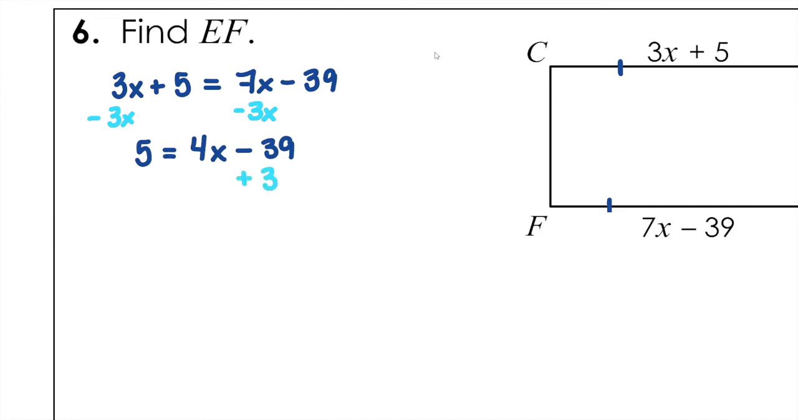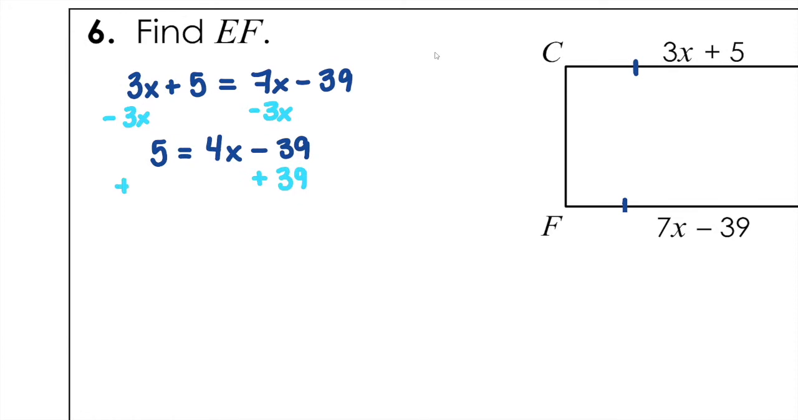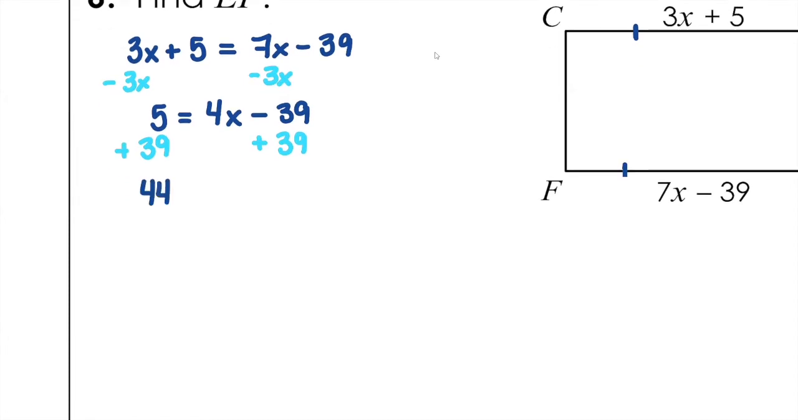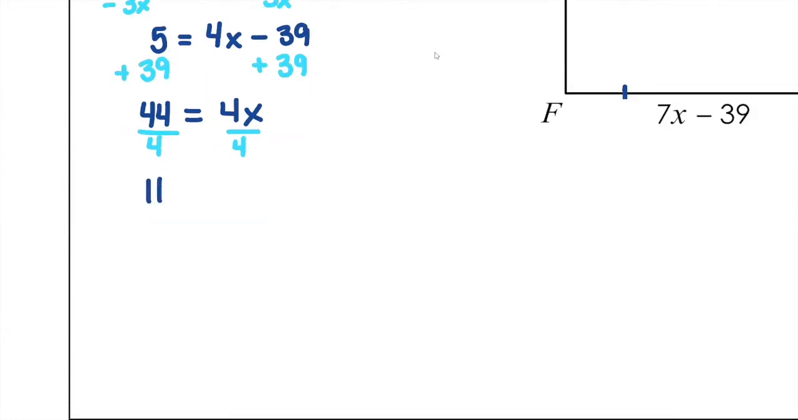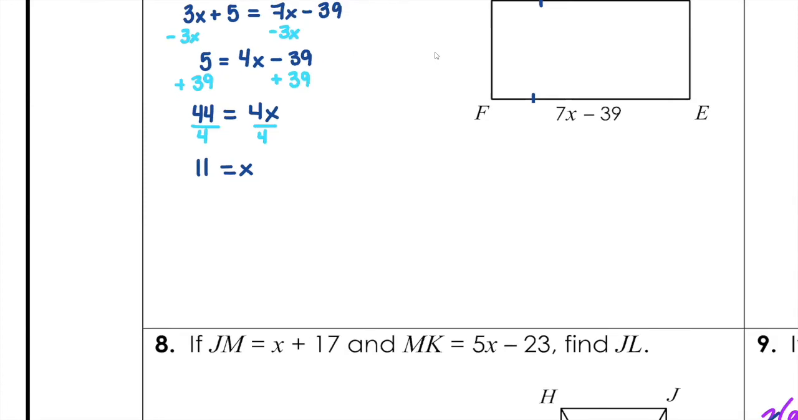Because ultimately, what are we trying to do? Isolate that variable. Get it by itself. 5 and 39 is 44. Isn't it nice when they just come out nice, pretty numbers? X isn't quite all by itself yet. We've got to divide both sides by 4. So 11 equals X. Is that what it wanted?